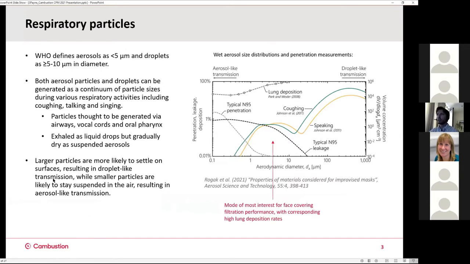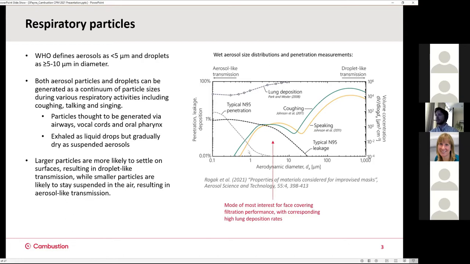Okay, so the World Health Organization somewhat arbitrarily classifies aerosols as 5 microns or smaller and droplets as 5 to 10 microns in diameter. Both can be generated as a continuum during various respiratory activities, including coughing, talking, and singing. Obviously, the diagram on the right, which belongs to Steve, I have shamelessly stolen, but it does very neatly distill quite a number of complex phenomena into one digestible diagram.